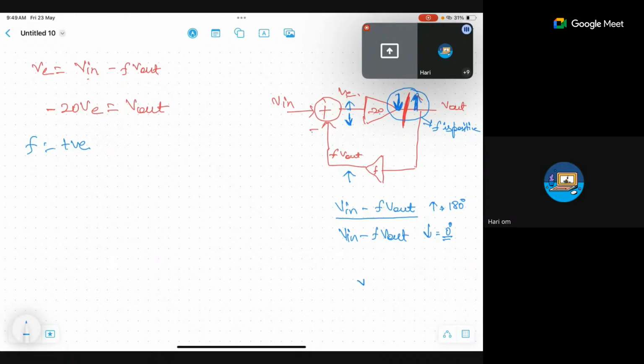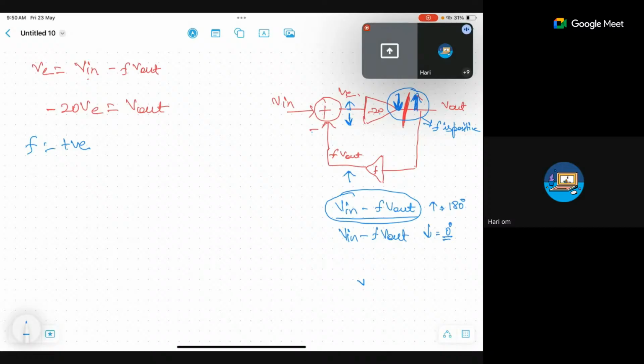Sir, after F V out, there is a negative sign. So polarity will be reversed. Where? After F V out. Yeah, so that's why I do the minus F times V out: V in minus F times V out. Now the magnitude of this one will decide whether it is a 180-degree phase shift or not. Okay, got it. Clear?